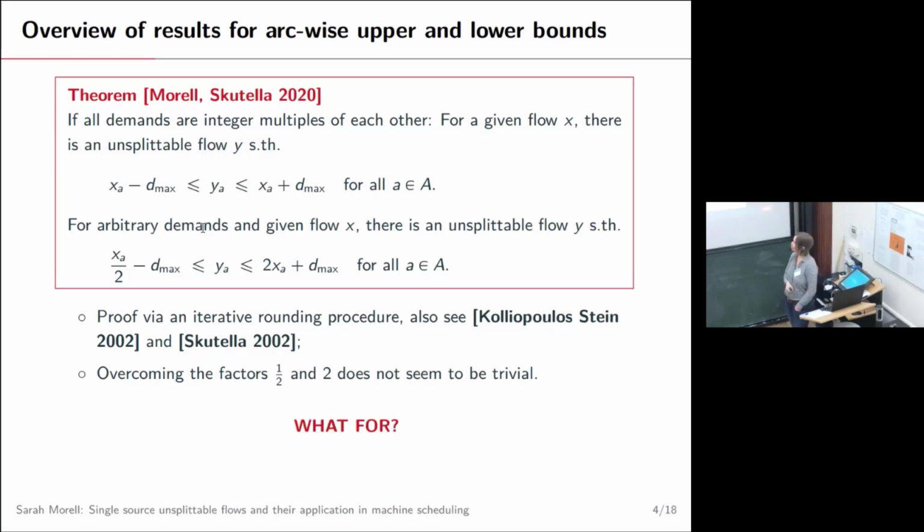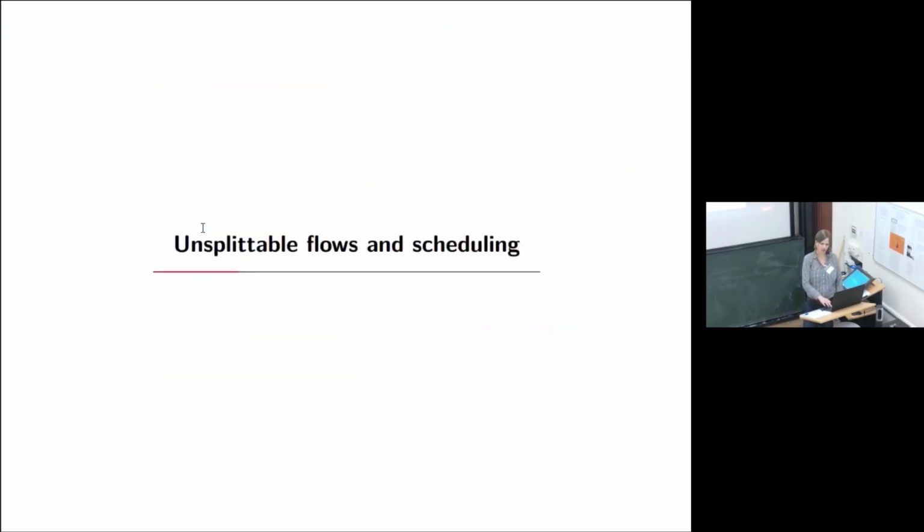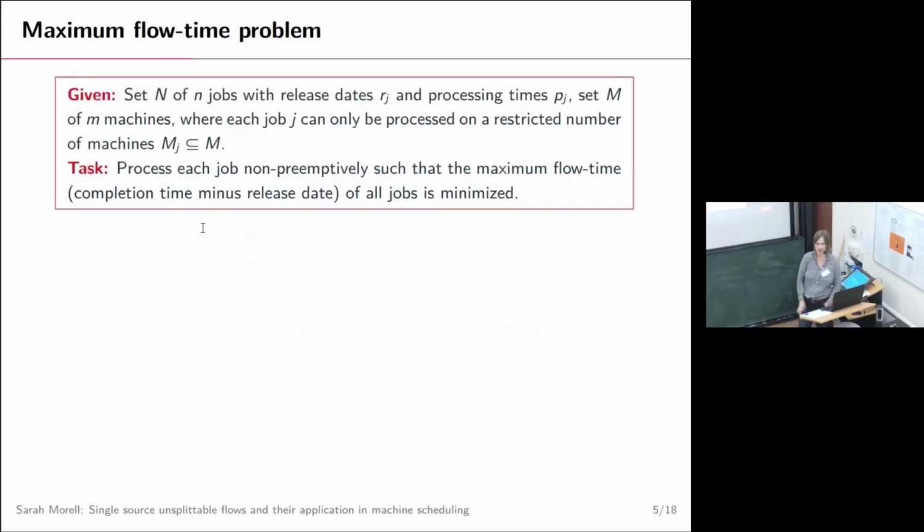Okay, so this was the introduction for the unsplittable flows, and now we're actually coming to the part of applying it to machine scheduling. So for those who are not convinced by unsplittable flows, this is for you. So how are unsplittable flows and scheduling related? And we are looking at this problem called the maximum flow time problem.